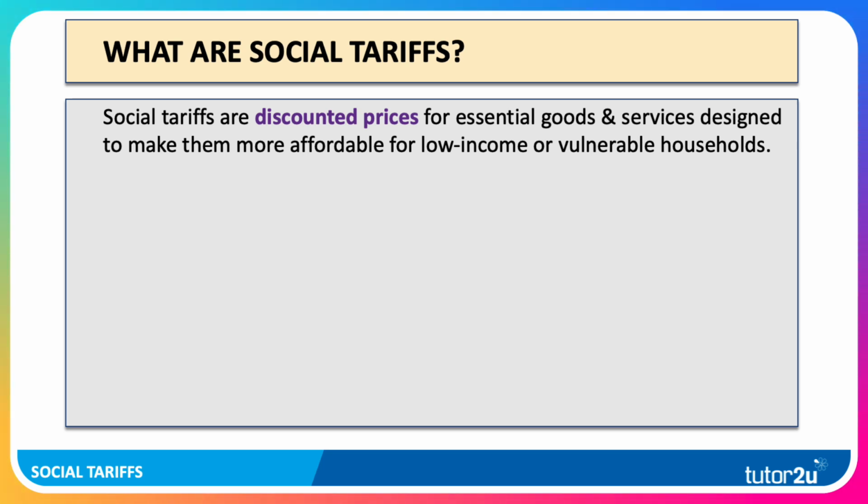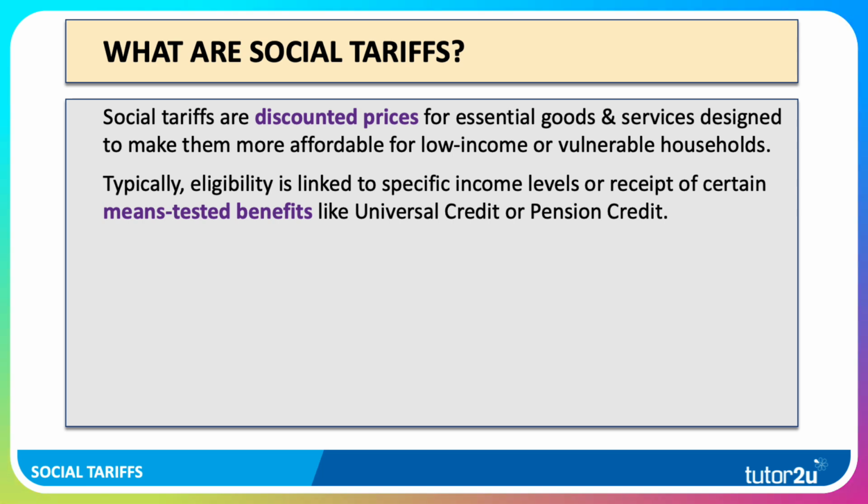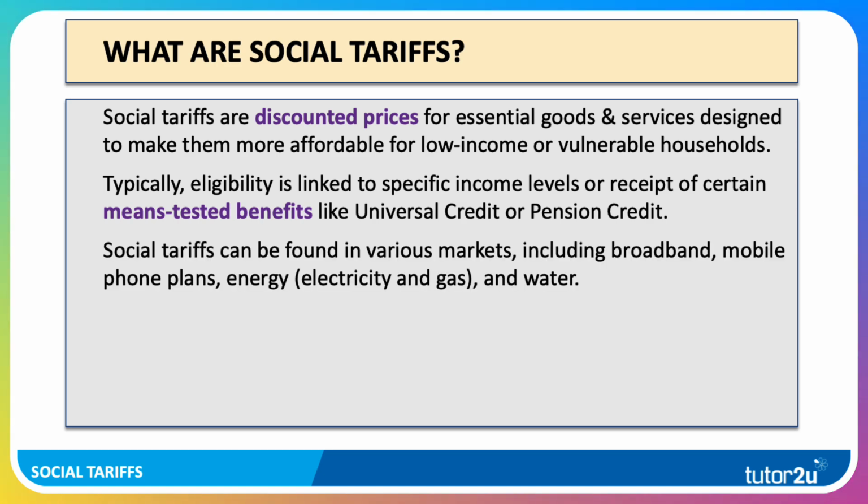A social tariff is a discounted price for essential goods and services designed to make them more affordable for families and people on low incomes or households who are vulnerable. So typically the eligibility for a social tariff is linked to people having a specific income level or being in receipt of welfare benefits such as universal credit and pension credit.